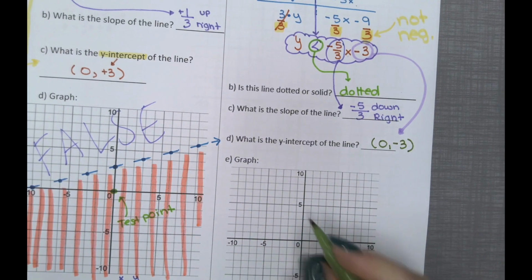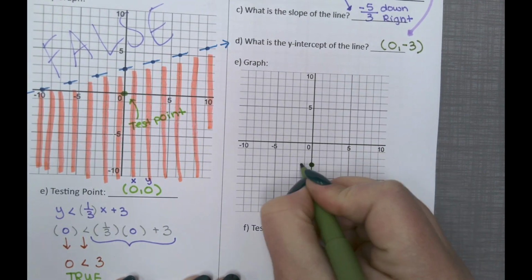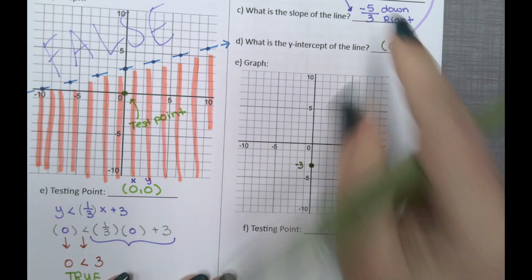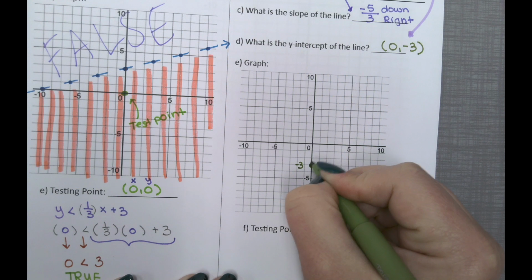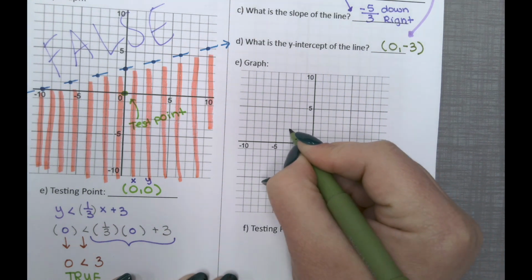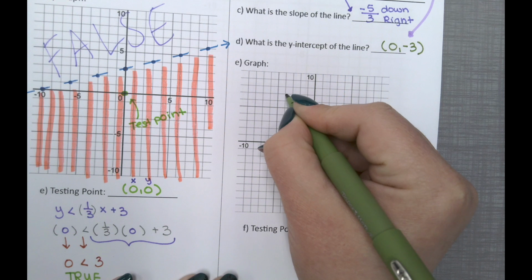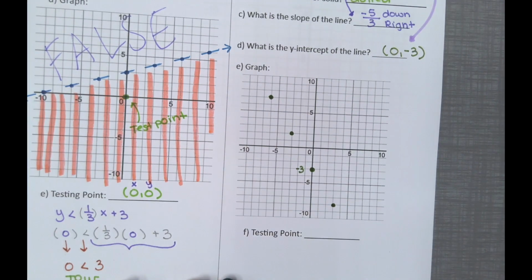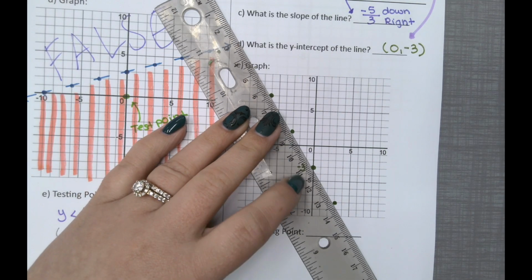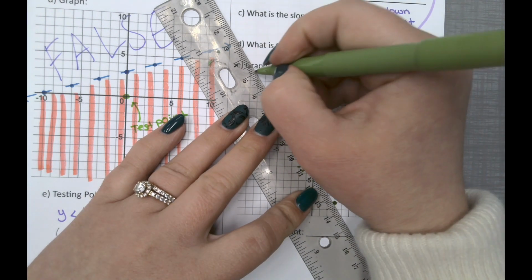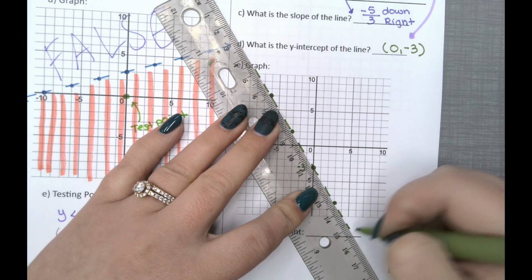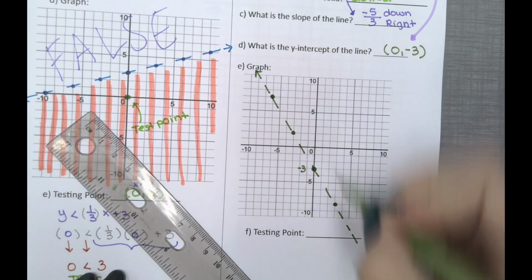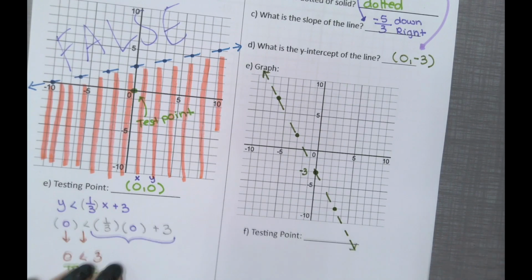So when we have this 0, -3, let's find -3, -1, 2, 3. We're going to put a point there. And we're going to go 5 down and 3 to the right. 1, 2, 3, 4, 5, 1, 2, 3. This is going to be a dotted line. So I'm going to put it a little bit underneath it and draw my dash. Make sure it's very easy for me to see whether it's solid or dotted by extending it past what is given to you.